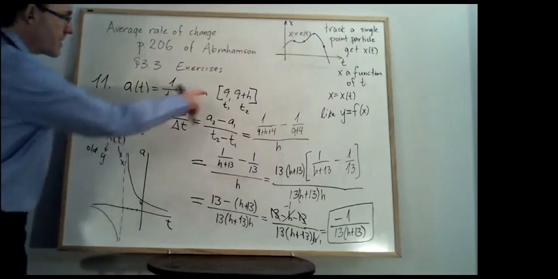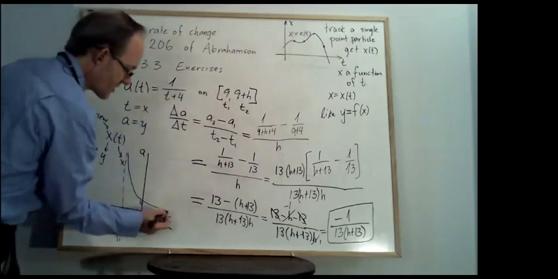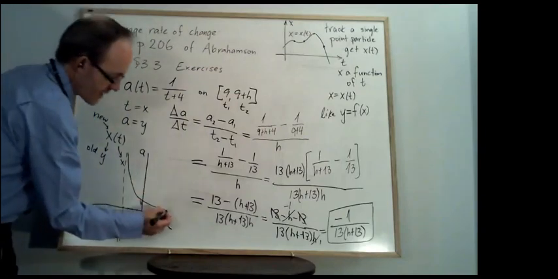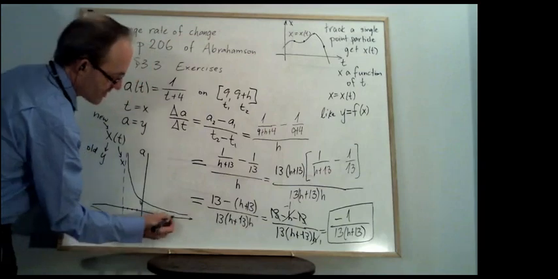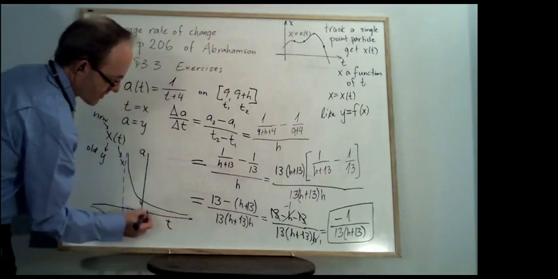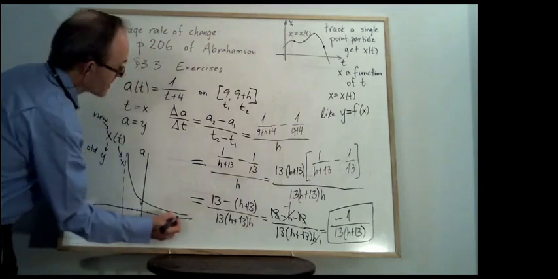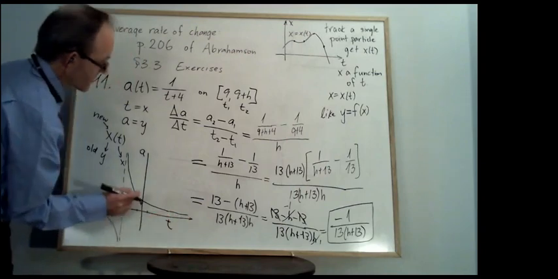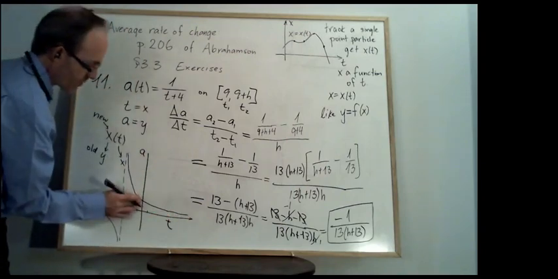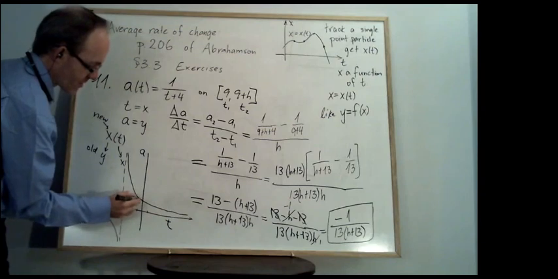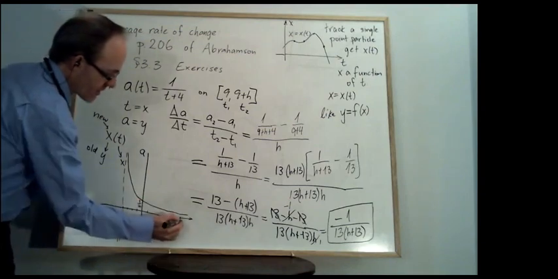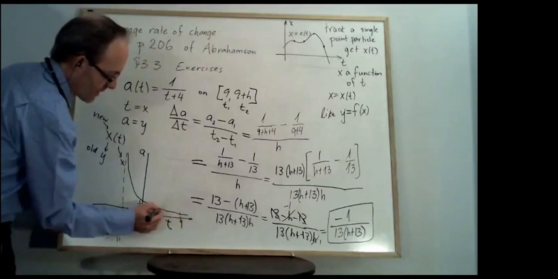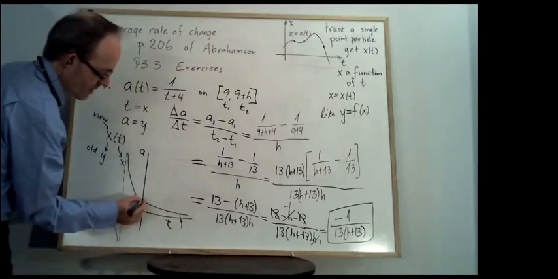Okay, and if I go up to 9 plus h, what's happening over here doesn't matter too much for this problem. What matters is up here at 9, oh sorry, the value of t should be 1 over 4, not 4. So if I go to 9, the value should be 1 over 13, even smaller.